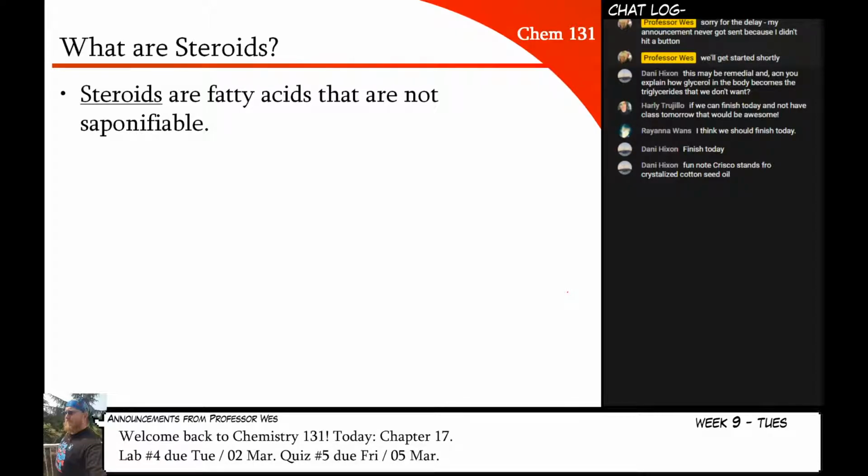And in fact, steroids are a lot more common than you'd think. A steroid is specifically a fatty acid that is not saponifiable. Now, I don't actually like the word fatty acid here because there aren't really fatty acids in here, so I'm going to change this to lipid.